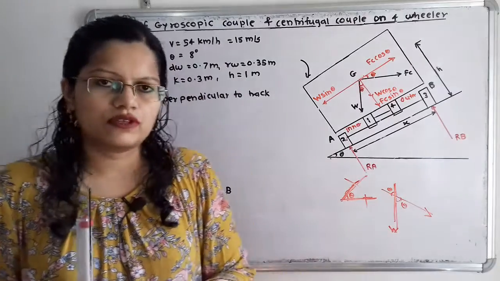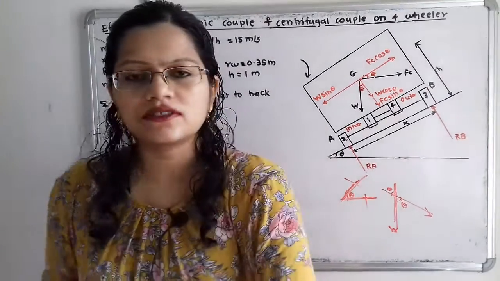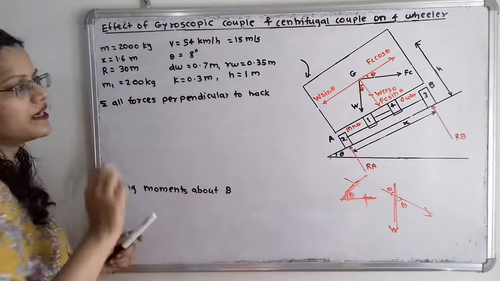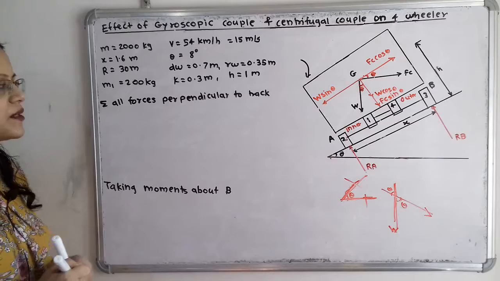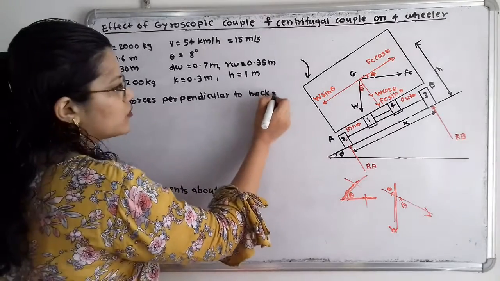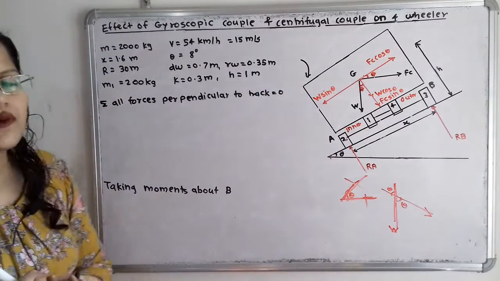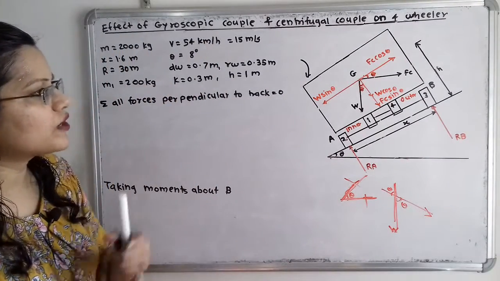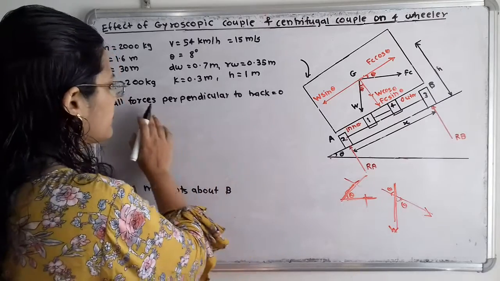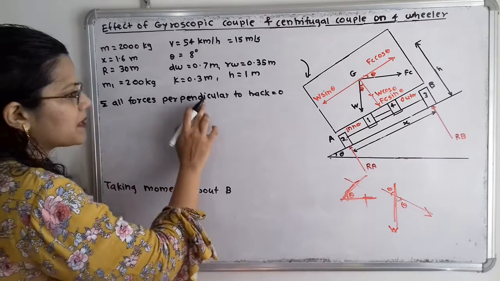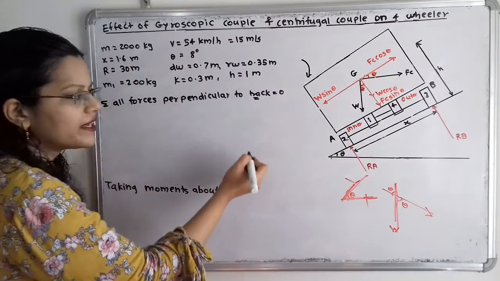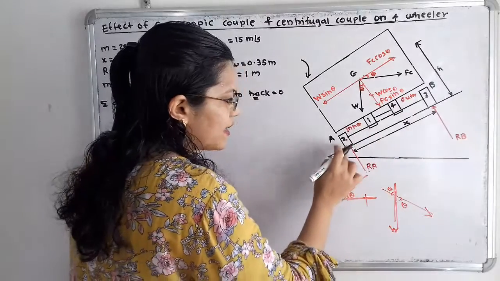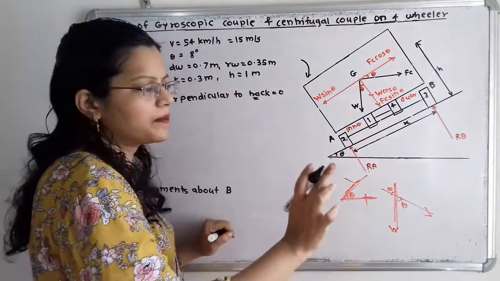So how to find out? We will take the first step, that is the summation of all the forces perpendicular to the track. So we know that the summation of all the forces perpendicular to the track is equal to 0. So for that, we have to take all the perpendicular forces. This is the track, and we have to consider all the forces perpendicular to this track.